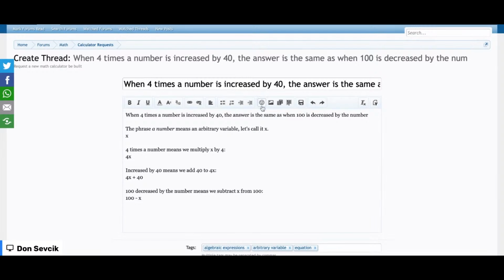Let's bring this home. And I'm going to copy this for a reason. The phrase "is the same as" means equal to. So we set 4x plus 40 equal to 100 minus x. I want to spell out equal to. Equal to. Okay. Now what we want to do is solve for x.